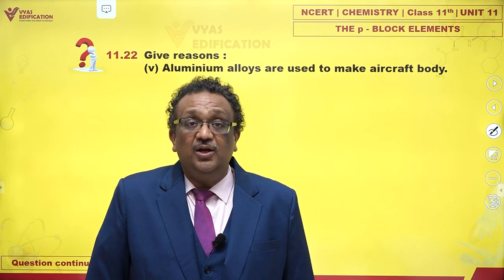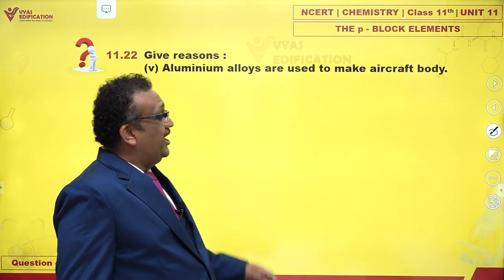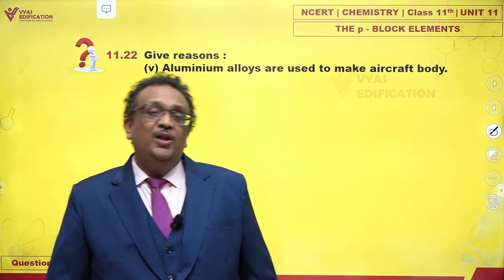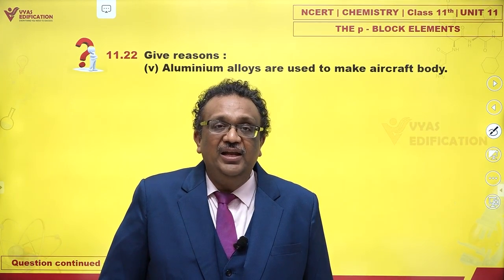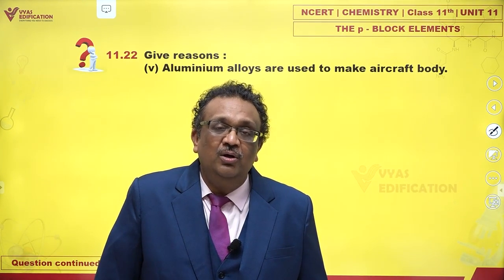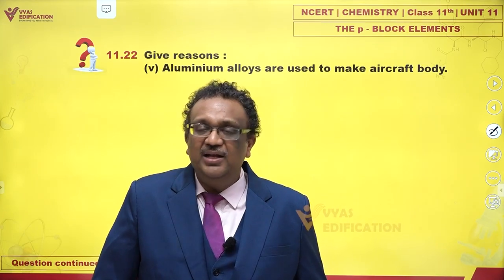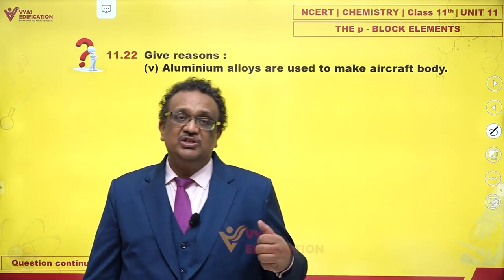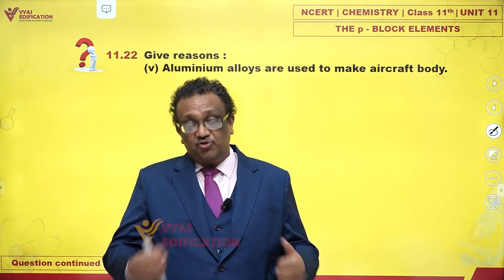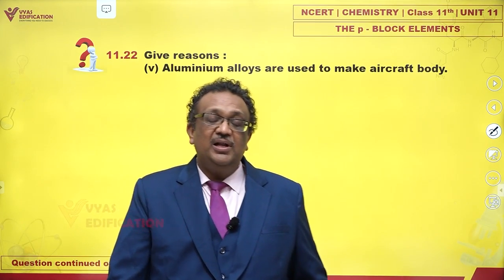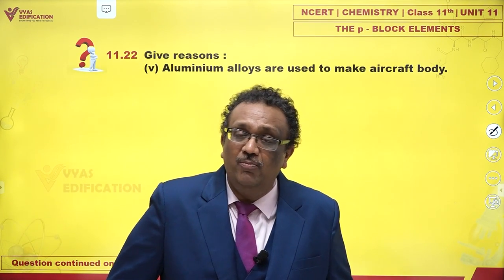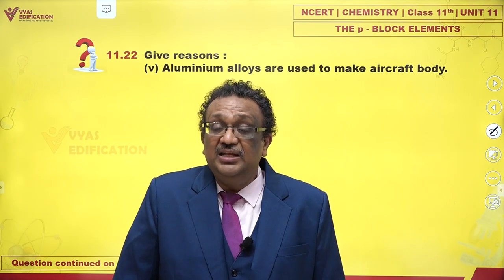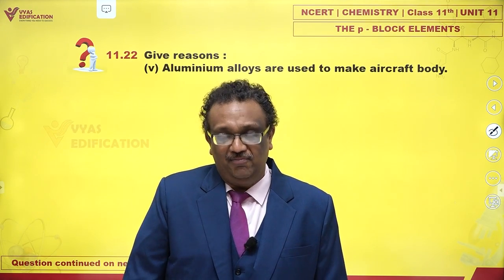Aluminium alloys are used to make the aircraft body. Aluminium as a metal has very less density as compared to iron. Iron has been very popular because it is sturdy, it is strong. Aluminium as a metal has a good tensile strength. It is a strong metal. At the same time, its density is significantly less than iron.